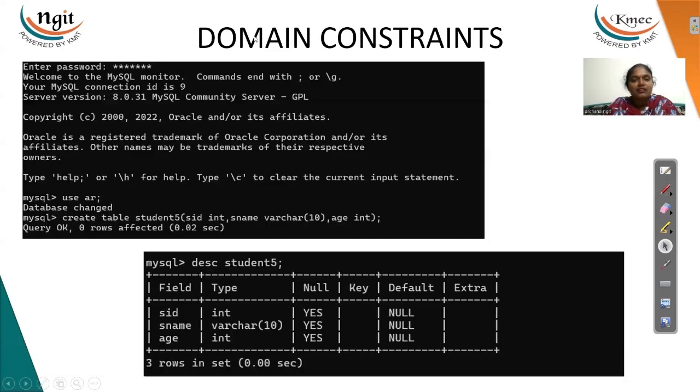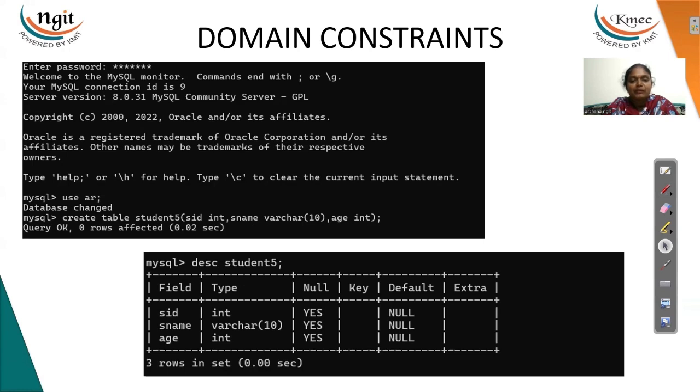In domain constraint, from the term itself, we can understand that domain is related to one particular area. These constraints are subclassified into two categories, column level constraints and table level constraints. Domain constraints can be taken as column level constraints, which indicates that we are going to define a particular domain for an attribute. Now let us look at this. I want to create a table with the name student 5. Here I am considering three attributes: student ID, which is of type integer, student name, which is of varchar data type, and age, which is of type integer. So now we have created a table with the name student 5.